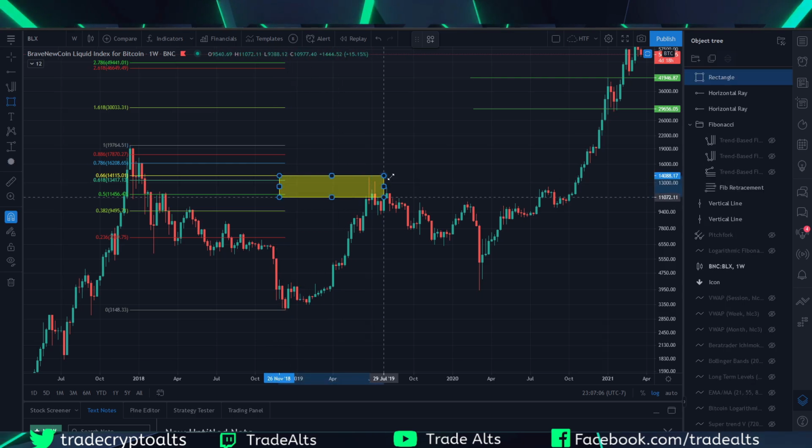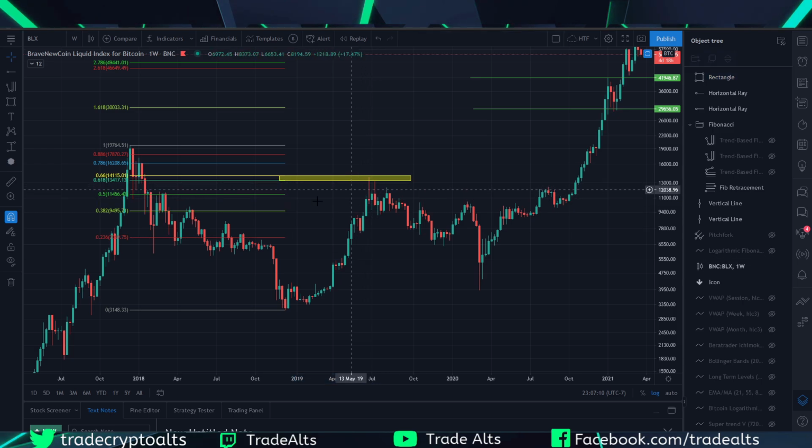Got a really nice short off of that. But here's your golden pocket, right? So again, bearish retracement, price came right back into your golden pocket before you got a massive move down, right? And again, the coronavirus crash, this was a hell of a short if you got into that, which I did.